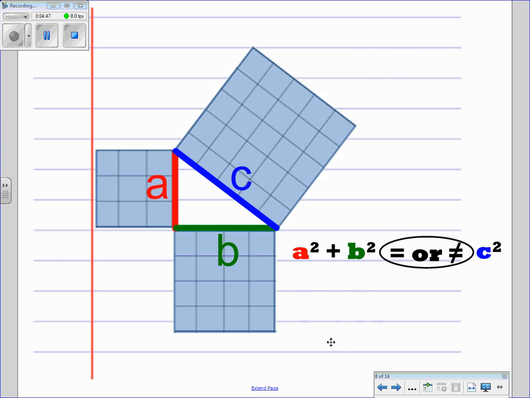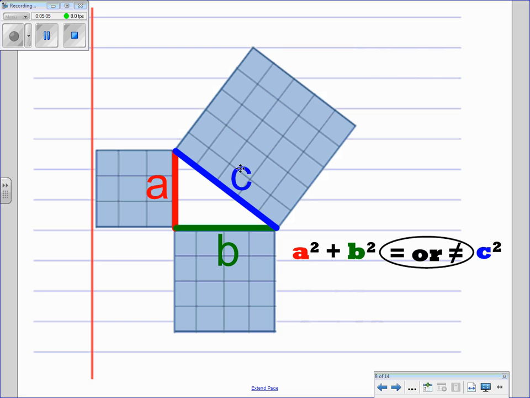Let's go back to our page 113 and see what it means. If a squared plus b squared equals c squared, then we know we'll have a right triangle. How do we find out? We write it down. A squared plus b squared. Does it equal or doesn't it equal c squared?